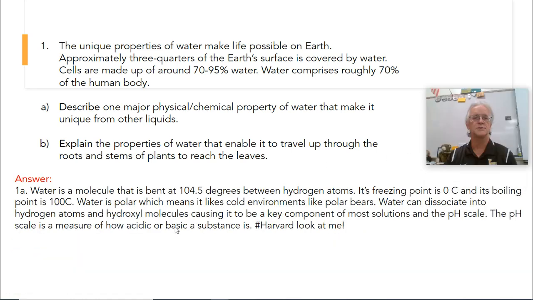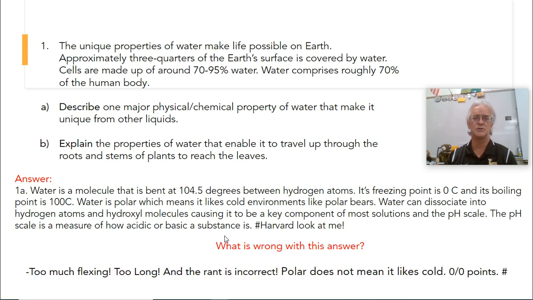Answer. Water is a molecule that is bent at 104.5 degrees between hydrogen atoms. Its freezing point is 0 degrees Celsius. Its boiling point is 100. Water is polar, which means it likes cold environments like polar bears. Water can dissociate into hydrogen and hydroxyl ions, causing it to be a key component of most solutions on the pH scale. The pH scale is a measure of how acidic or basic a substance is. What's wrong with it? Too much flexing, too long. The answer is also incorrect. Polar does not mean it likes the cold. 0 points.